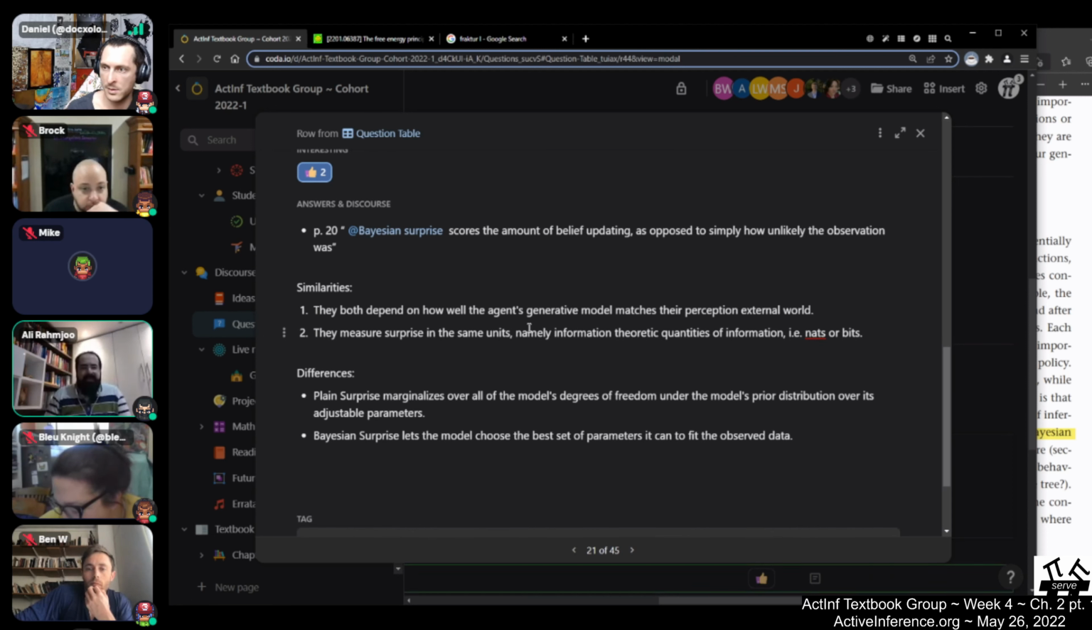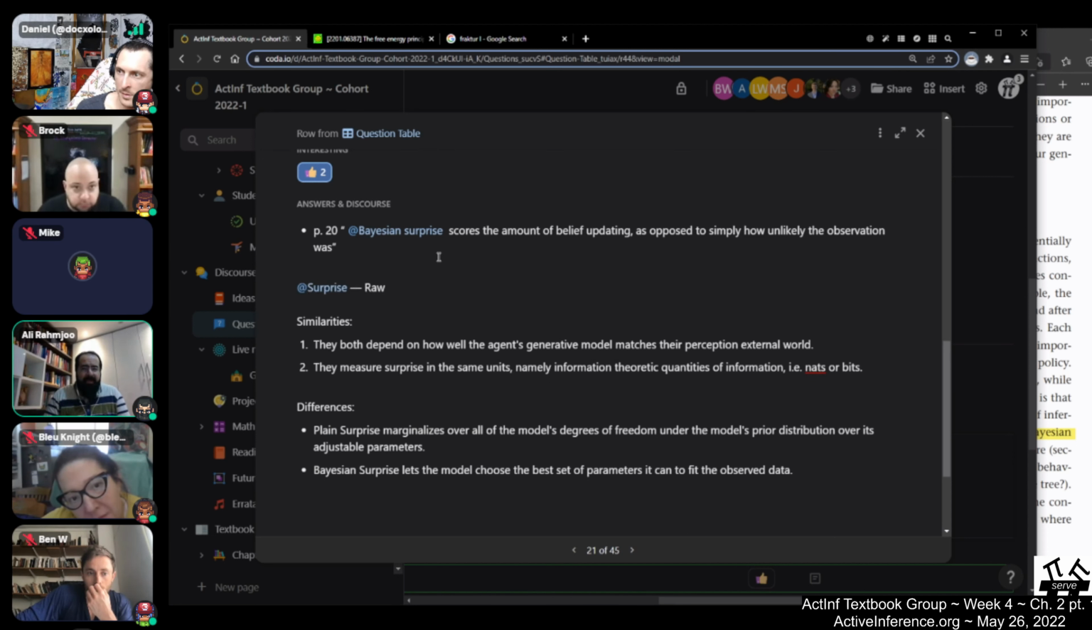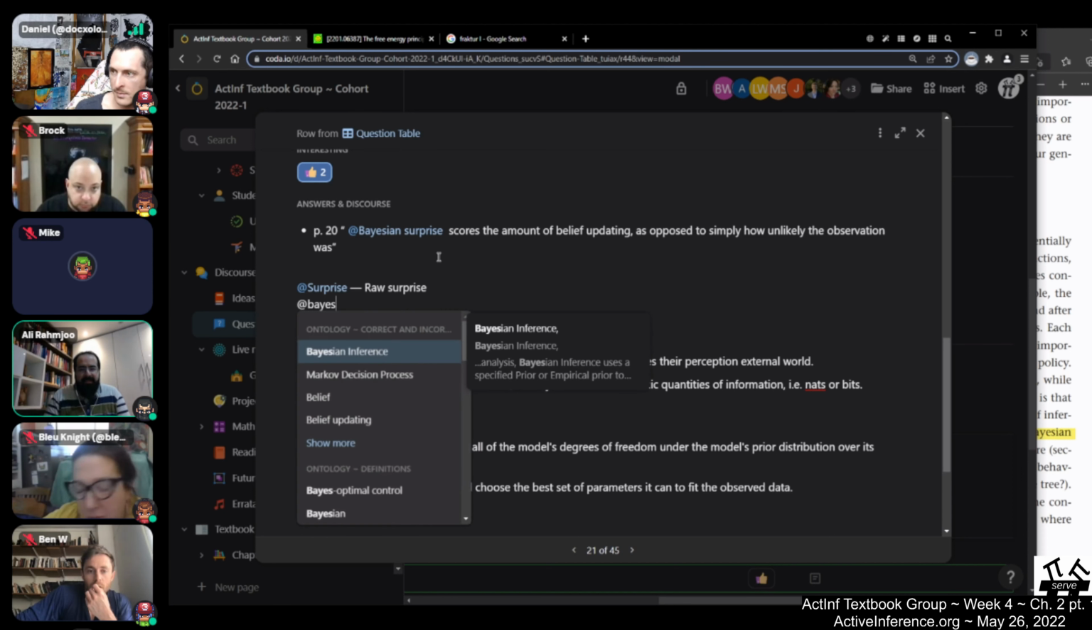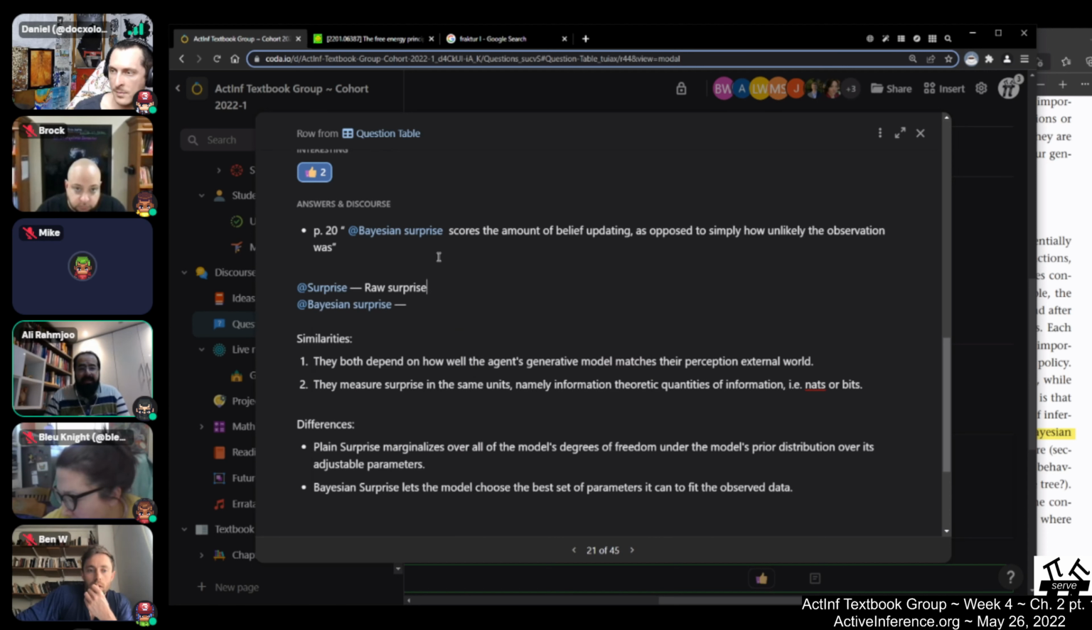Well, I believe that plain surprise is a kind of raw statistical surprise, but Bayesian surprise is a kind of processed surprise. Or I'm not sure if I'm right in saying that plain surprise can probably be described as an objective surprise, as opposed to Bayesian surprise as a subjective surprise. But as I said, I'm not sure about the plausibility of these descriptions.